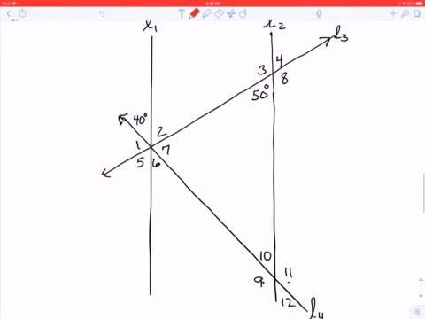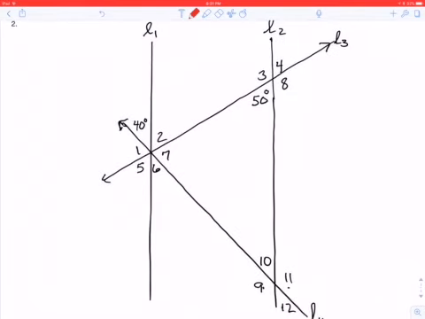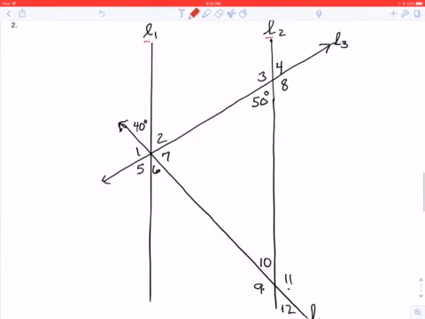Now, in this problem we have two parallel lines, lines L1 and L2, cut by two transversals. I call one line 3 and line 4. Now this forms a lot of different angles. We want to use the given angles to find the rest of the angles.